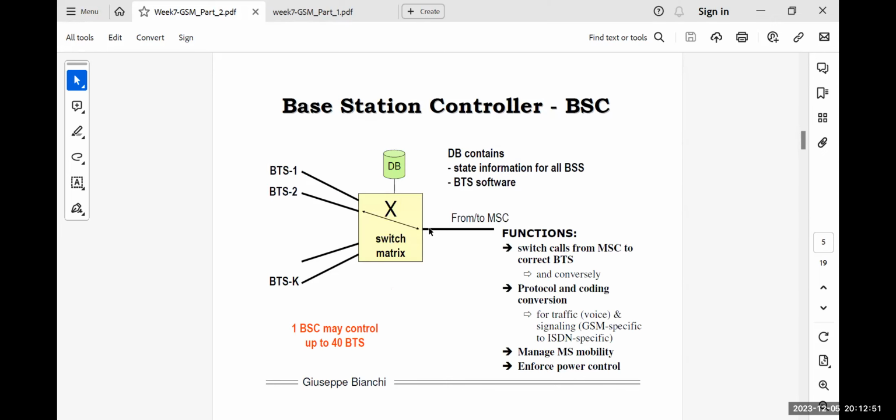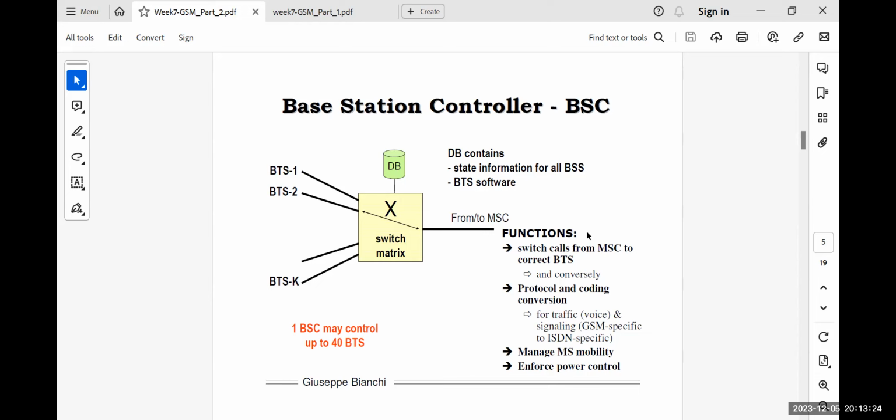Okay, talking about the BSC. As we said earlier, a number of BTSs are connected to a BSC, right? So that obviously should have some sort of a switching matrix. One BSC may control up to 40 BTSs, right? So it has a switching matrix, and it has the database that contains the state information of all BSS. It has BTS software.